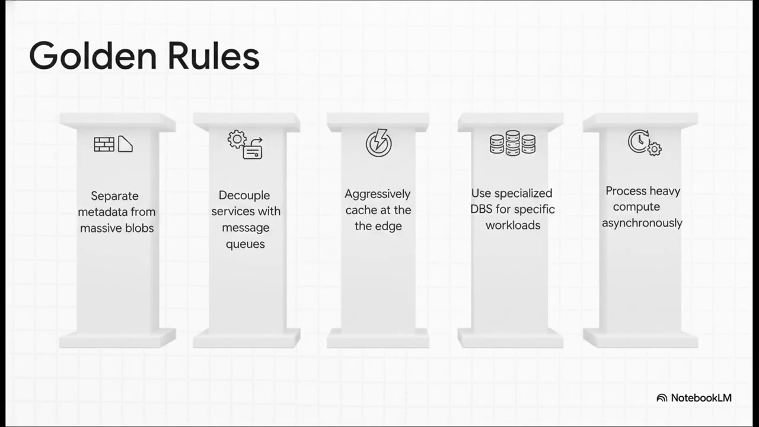So, to summarize this entire architecture, if you're ever designing for billions of users, always remember these golden rules. Rigorously separate your metadata from your massive blobs. Decouple your heavy compute services using message queues. Aggressively cache at literally every single layer from the edge inwards. Always use specialized databases tailored for specific data workloads instead of a one-size-fits-all approach. And lastly, process your heavy compute asynchronously.